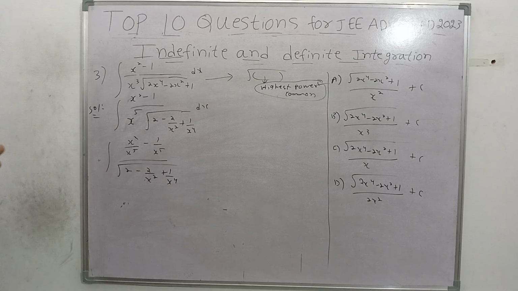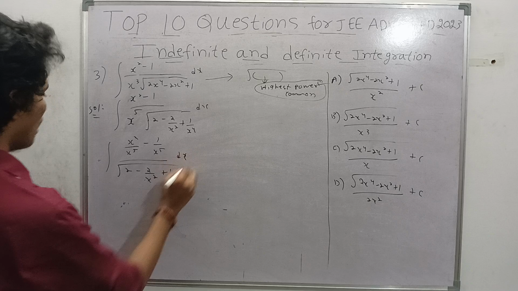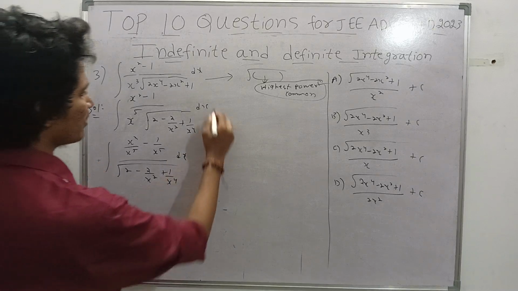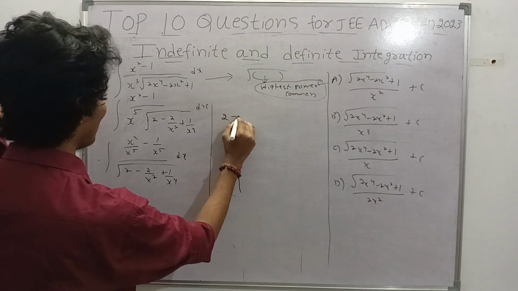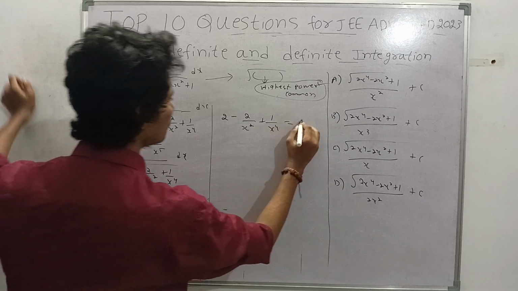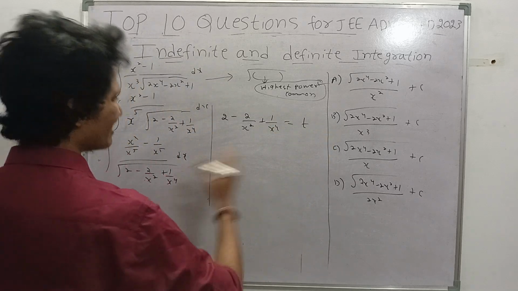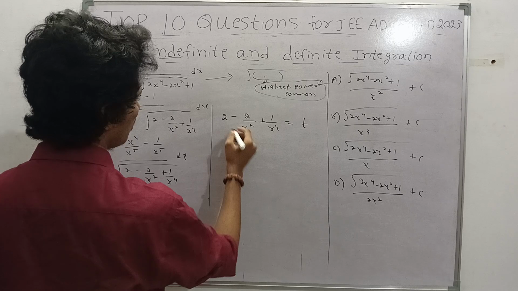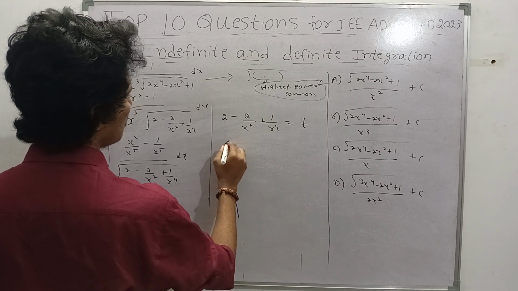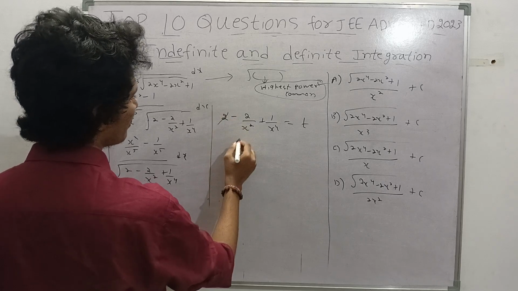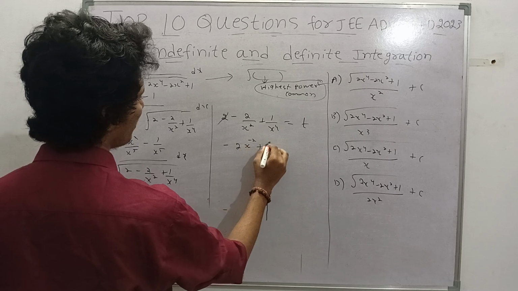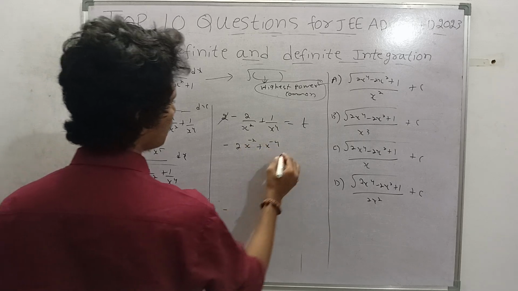Because now I am thinking what to do. The under root thing you have to see carefully. Suppose 2 minus 2 by x square plus 1 by x power 4 we assume as t. Now what is dt? What is the differentiation of this thing? The constant term is 0, and for the rest it is minus 2 into x power minus 2 plus x power minus 4, equal to t.